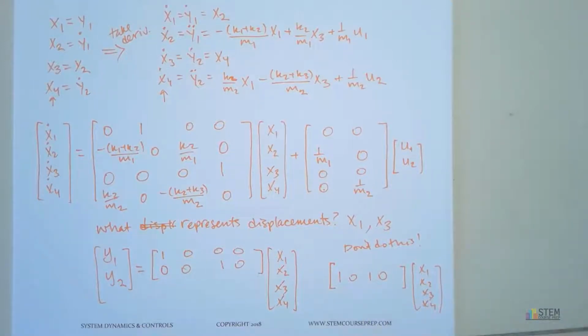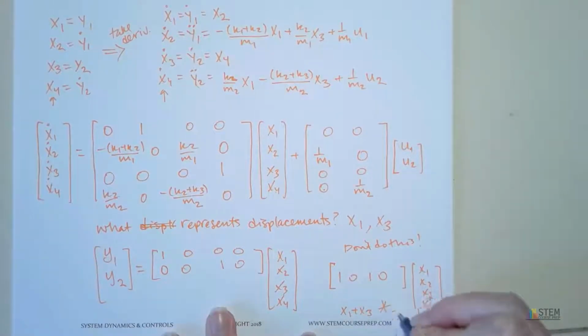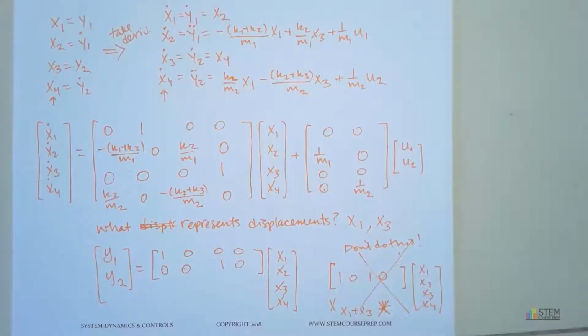Well, if you think about the linear algebra there, that is not correct, because what is this really going to give you? That's really going to give you x1 plus x3, which is not what we want. So you don't want to do that. So this is totally wrong, so don't do that. Unless you're asked to find the sum of the displacements for some reason. So just remember separate row for each one.